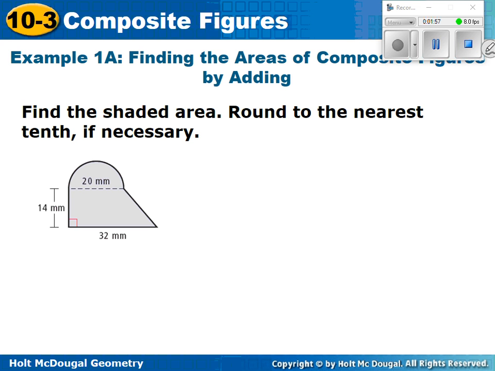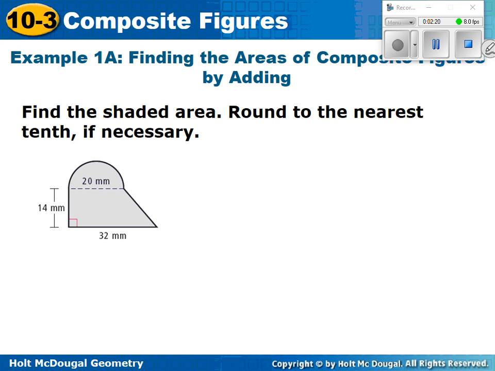So I want you to find the shaded area and round to the nearest tenth if necessary. What shapes do you see in this picture? Semicircle. Could divide it into a triangle. What else do we see? Trapezoid. So there's going to be a couple of different ways you can work your problems.